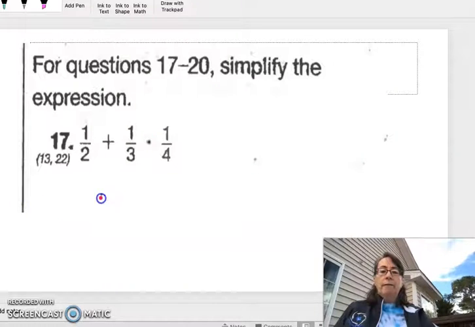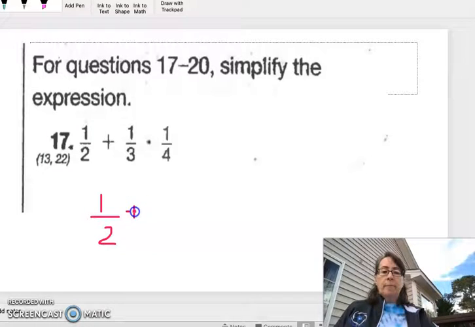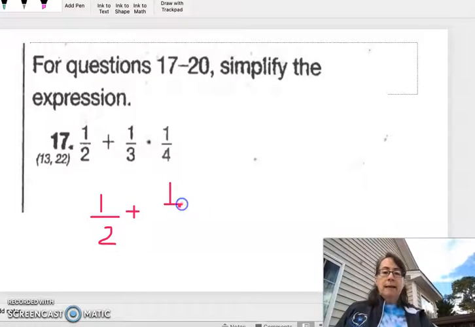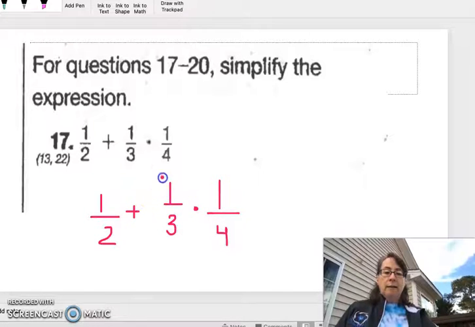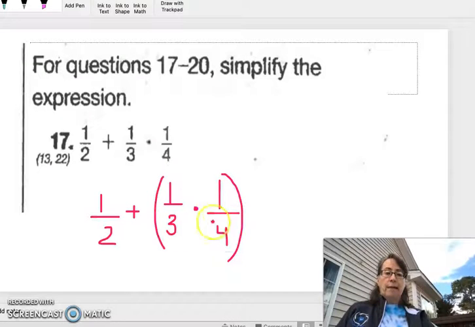We have 1/2 plus 1/3 times 1/4. Now remember that times in order of operations goes before plus. It is like the higher ranking officer in the military. We must salute it first. We must take care of it. So 1 times 1 is 1, and 3 times 4 is 12.